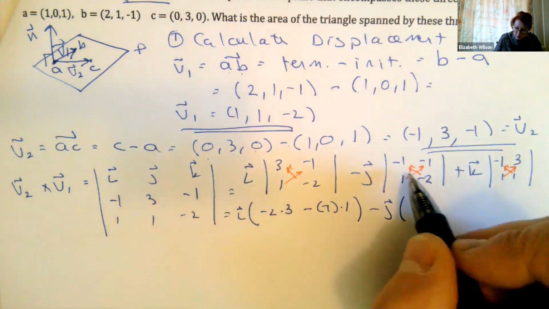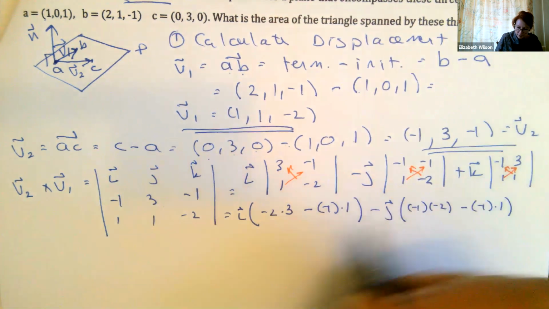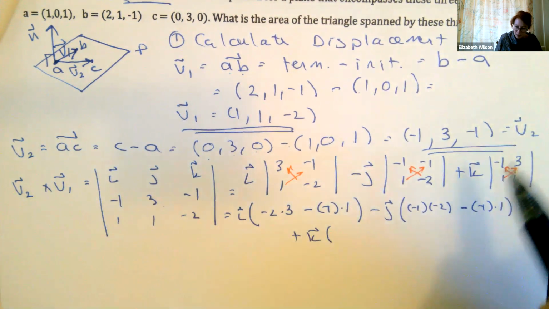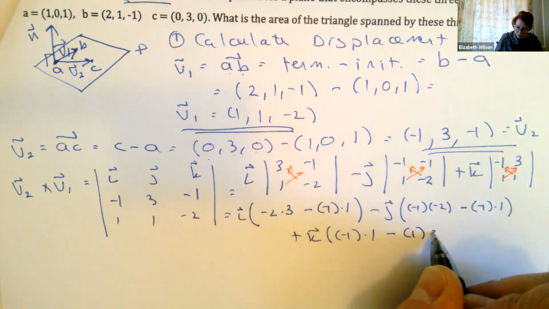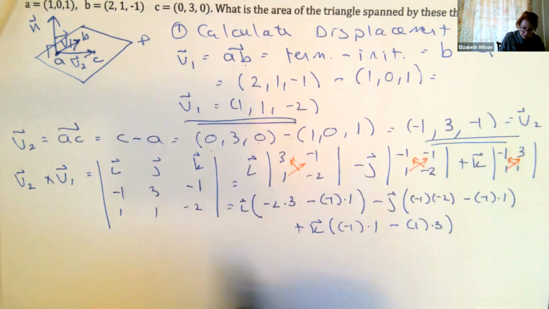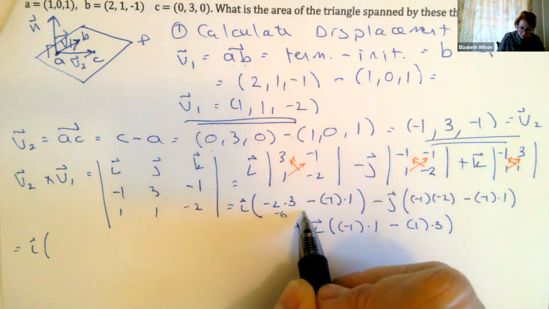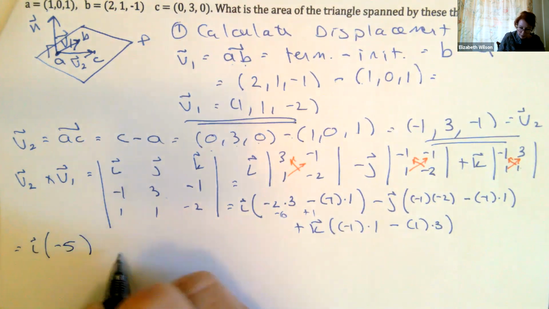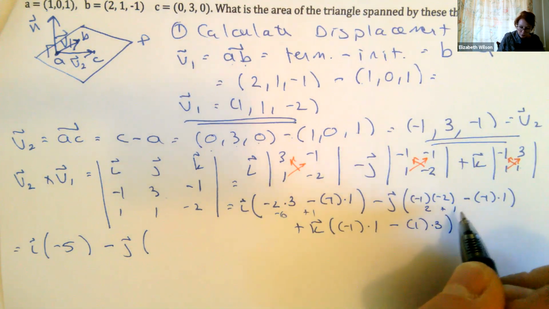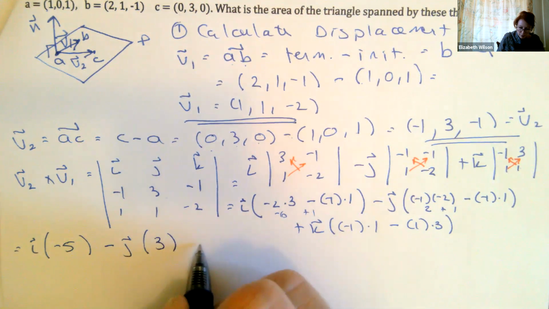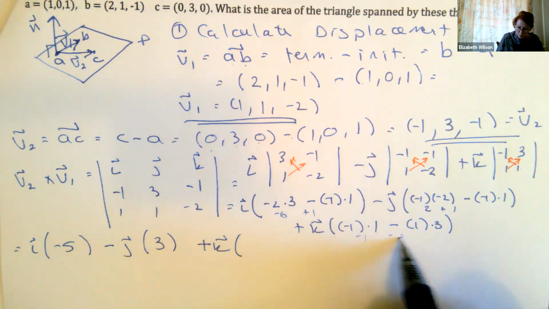This is -1 times -2 minus -1 times 1 plus K. I'm running out of space here. K is 1 times -1 minus 1 times 3. Okay, so let's go ahead and do this. This is I. So this is -6 minus a -1 plus 1. So this becomes -5. Minus J. This is 2 minus plus 1. So that's 3. So that's plus K. -1 minus 3 becomes -4.